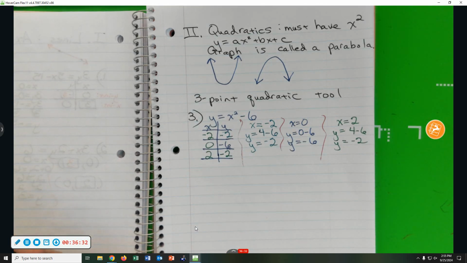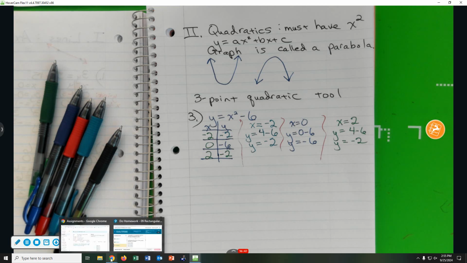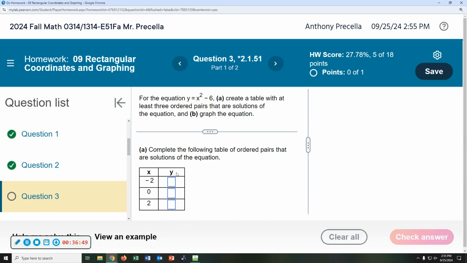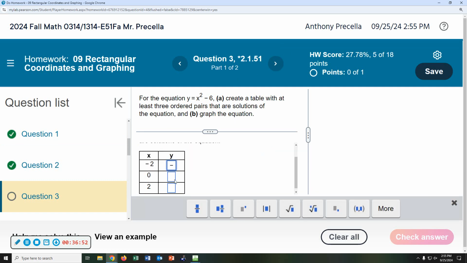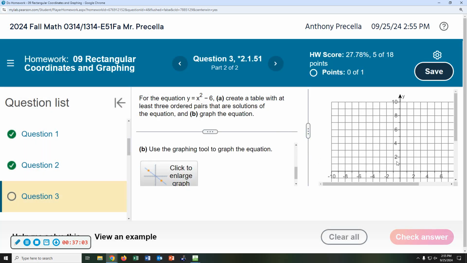Any questions on how we filled in the table? Here they gave us the numbers they wanted us to plug in. And they were all x values. Okay, I'm going to switch over. I have to type in. That's a negative 2. Here was a negative 6. And right here, another negative 2. And check. Okay. And now they want us to draw the graph.